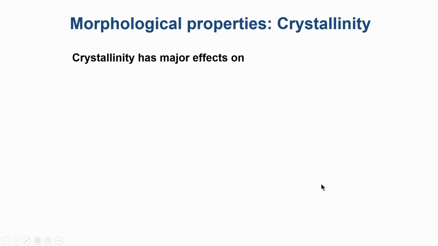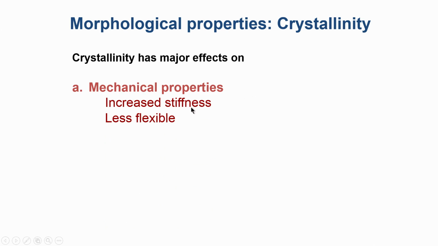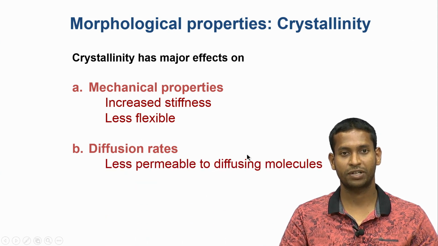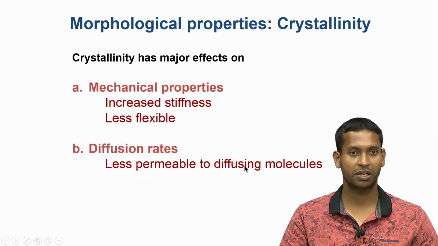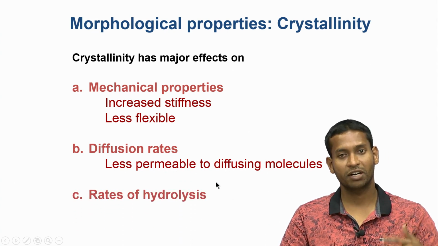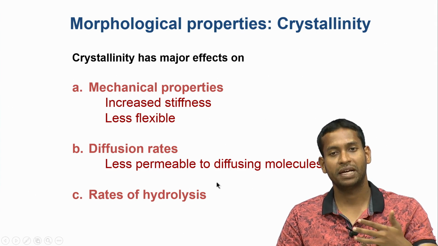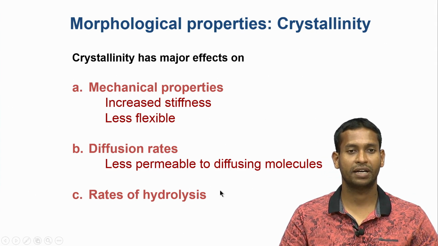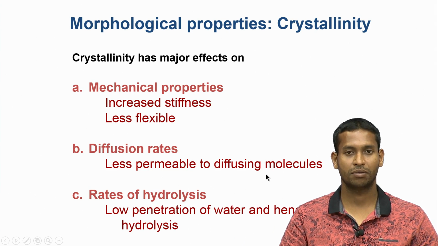The crystallinity can have major effects on several properties. It will change the mechanical properties because the more crystalline it is, the more compact these chains are. So, increased stiffness and it will become less flexible. The diffusion rates will change because now these chains are very tightly packed. Because they are so tightly packed, it will be less permeable to diffusing molecules. The rate of hydrolysis will change because even water will find it hard to go in and break these interactions apart. So, the rate of hydrolysis will also become slower.